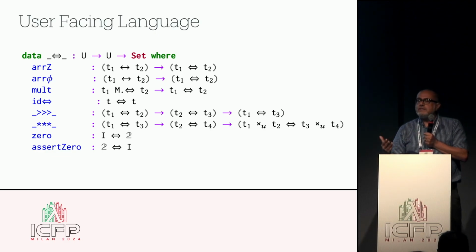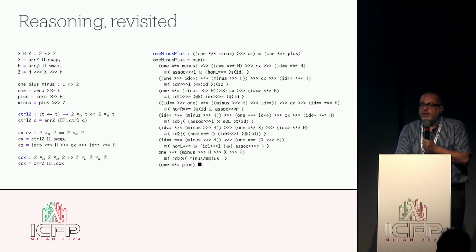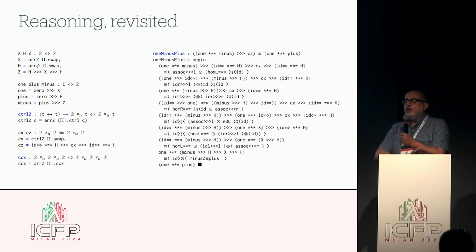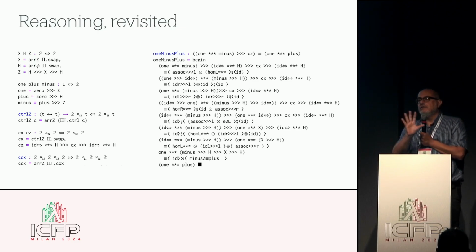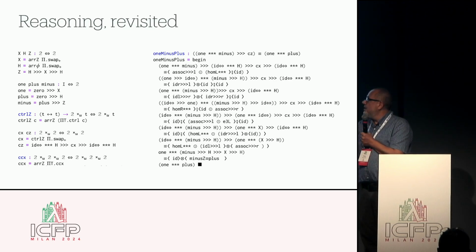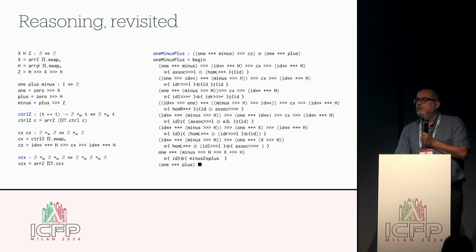So this is the user-facing language. You can write your typical quantum circuits in that language. You can reason about them, and you can prove things about these languages. Again, you know nothing about quantum. All you know is previously developed monoidal categories and coherence conditions, plus the two new equations we have, and you can write and reason about these programs.